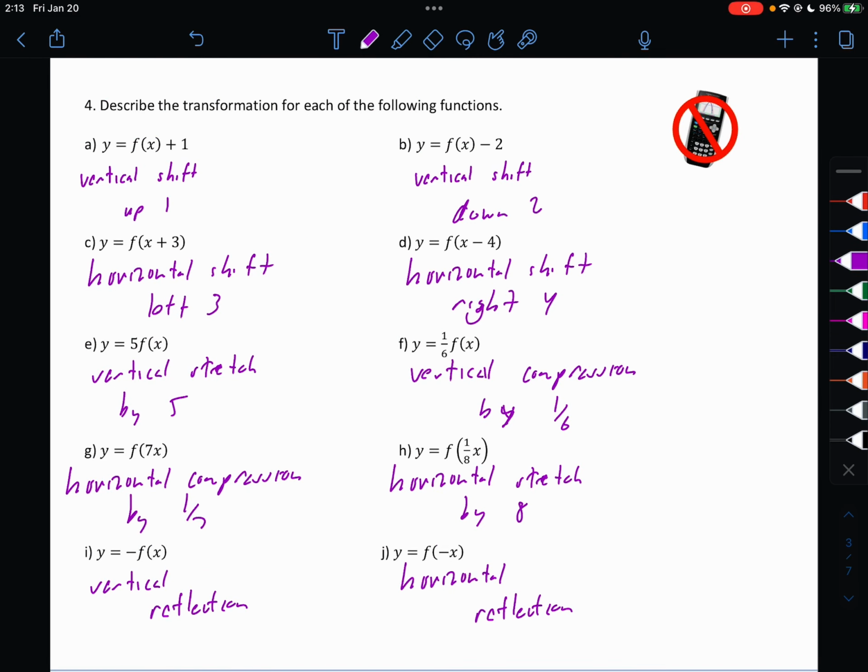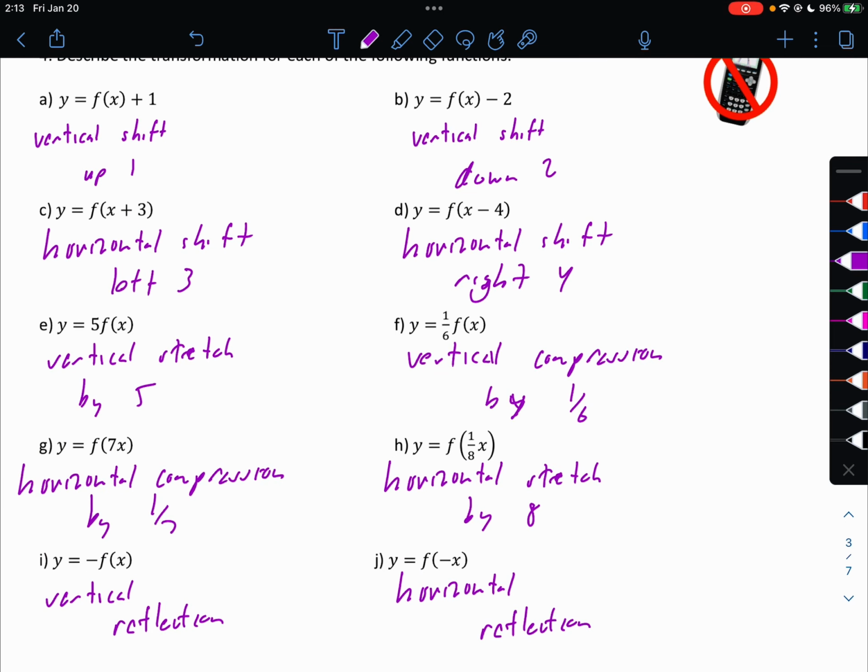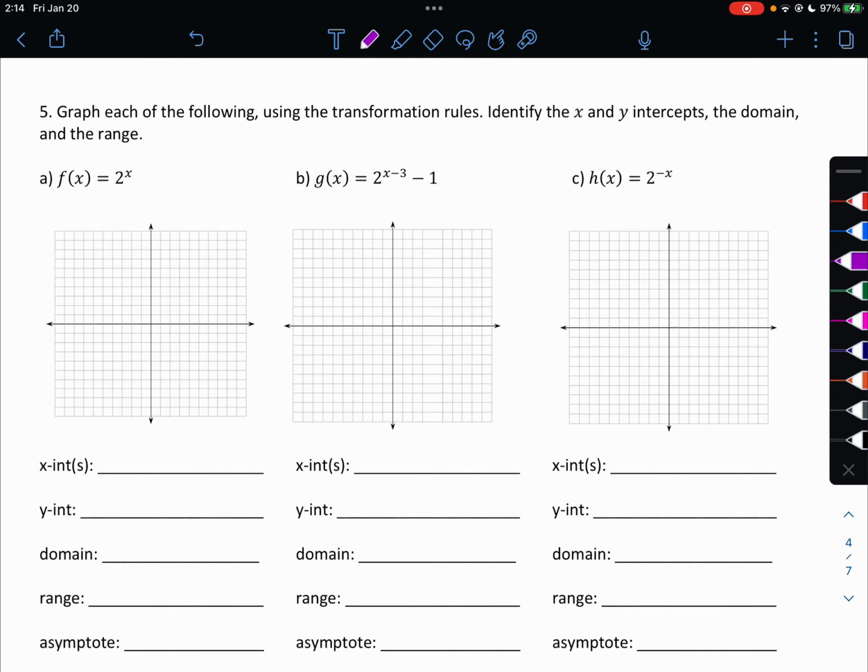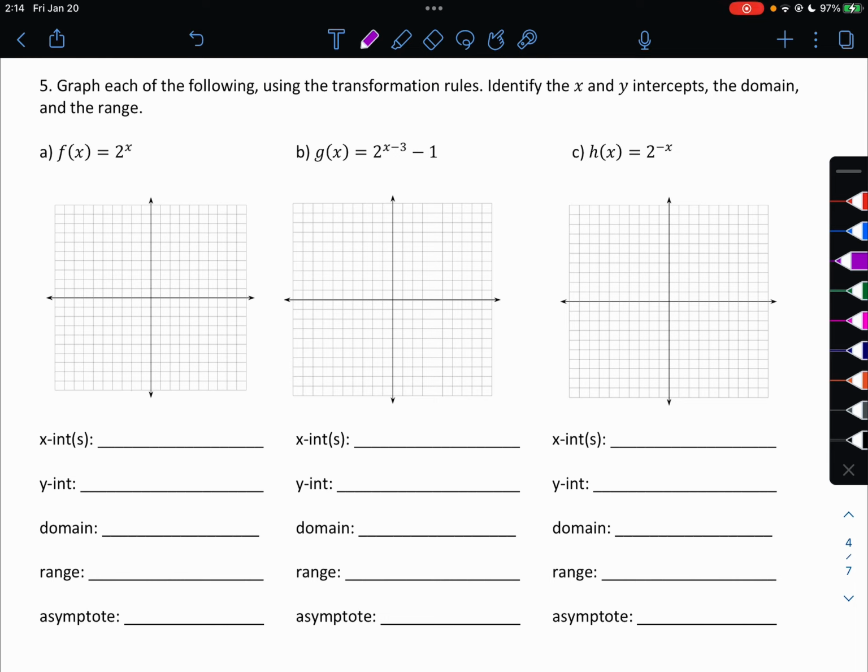So here's what you hopefully would have got. The first two are vertical shifts. The next two are horizontal shifts. And then we have some vertical stretches and compressions. And finally, some reflections at the end. Why are we doing that? Because we're going to need to use that in our next piece here, which is graphing exponential functions. So graph each of the following using transformation rules. Identify your intercepts, domain, and range, and also the horizontal asymptote for each one.